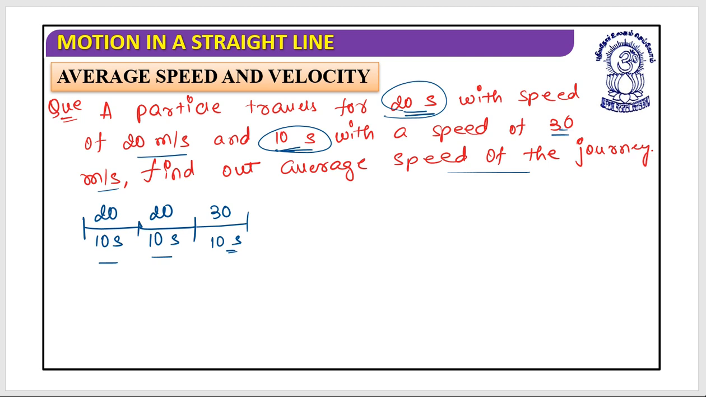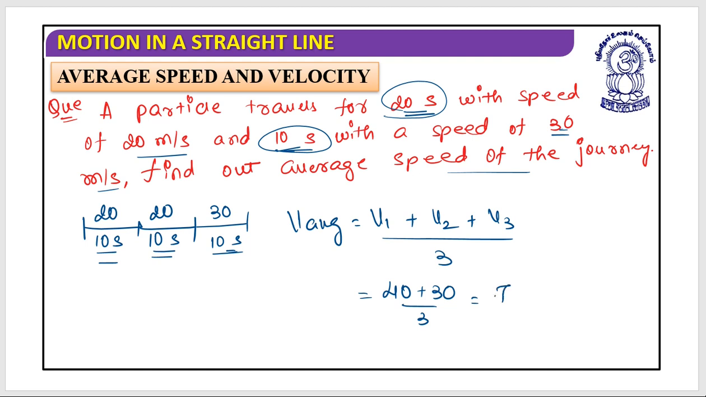Now you need to find out the average speed. Look at this. This is 10 seconds, this is 10 seconds, this is 10 seconds. These are equal, having the same time interval. And when the time interval is the same, you can simply write: v average equals v1 plus v2 plus v3 divided by the total number of segments into which you have divided your journey. Here you have divided into 3 sections, so it is v1 plus v2 plus v3 by 3. So it is 20 plus 20 is 40, 40 plus 30 is 70, by 3. This is 70 by 3 meter per second.